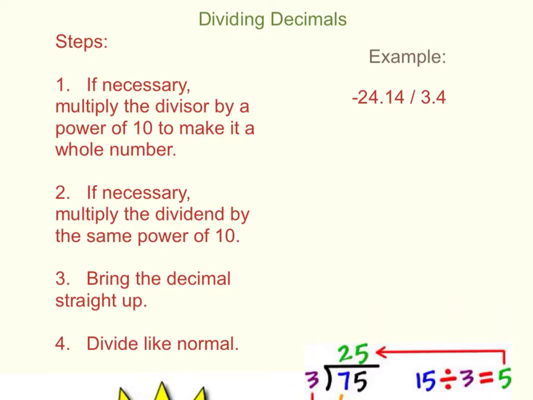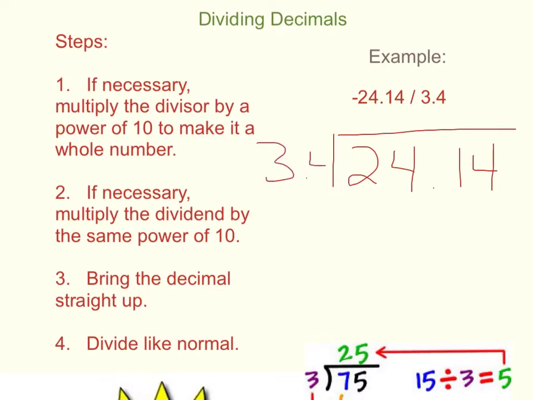Our dividend is 24 and 14/10. That's going to go inside of our division symbol. The divisor, 3 4/10, goes on the outside. Now, 3 4/10 is not a whole number. If we bring our decimal point one place to the right, it turns it to 34, a whole number. If we bring our decimal point one place to the right in our divisor, we also have to do that in our dividend. So now we have 34 going into 241 and 4/10.